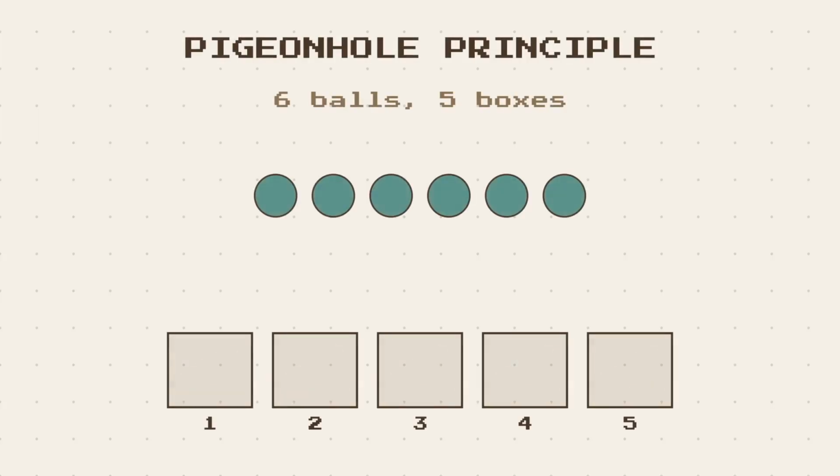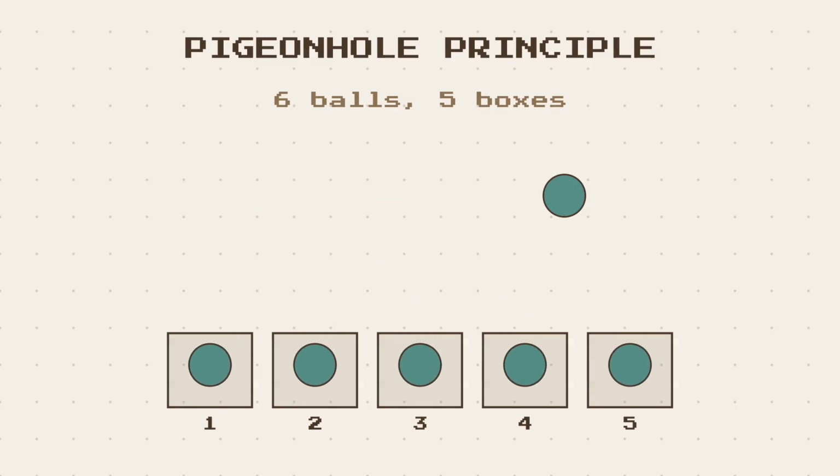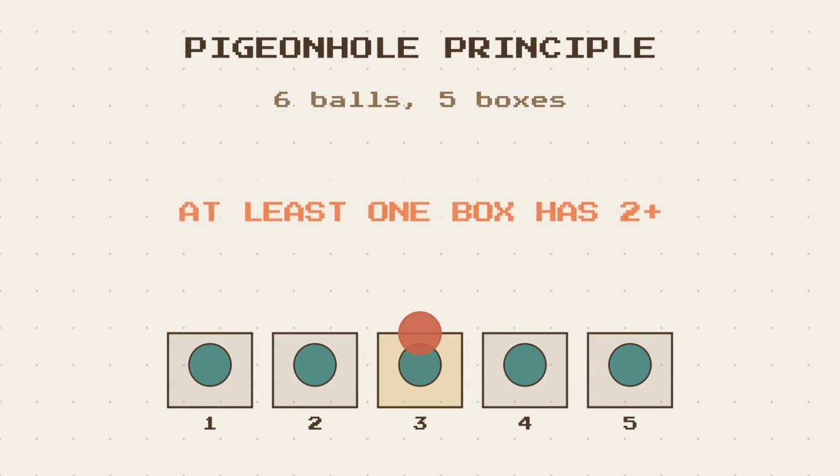So let's just watch this, right? We have 6 balls and 5 boxes. First 5 balls drop in perfectly, 1 ball in each box. So far, so good, right? But here comes the 6th ball. It has nowhere to go. So it has to double up, no way around it. And that's basically the pigeonhole principle in action. So now let's talk about the generalized version of this.